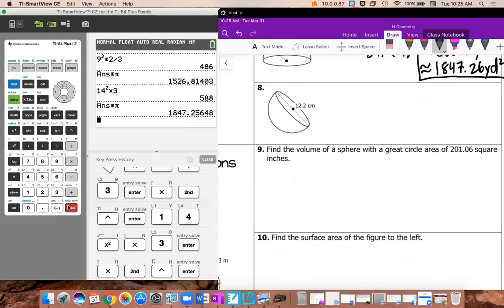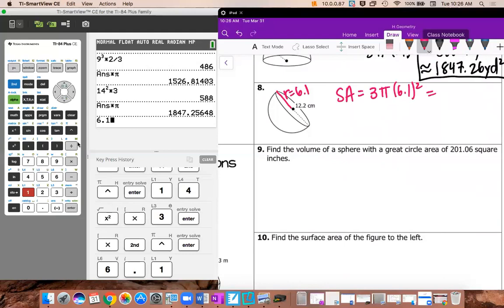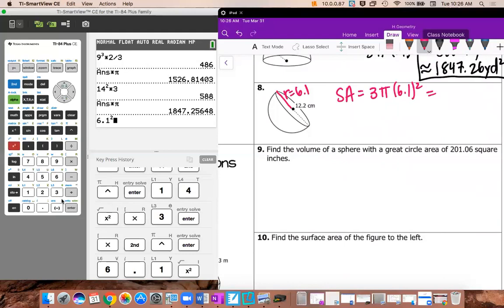All right, number 8. They give us the diameter again, so I have to realize the radius here is going to be 6.1. So then surface area is going to be 3 pi r squared, which r we know is 6.1. So we do 6.1 squared times 3.